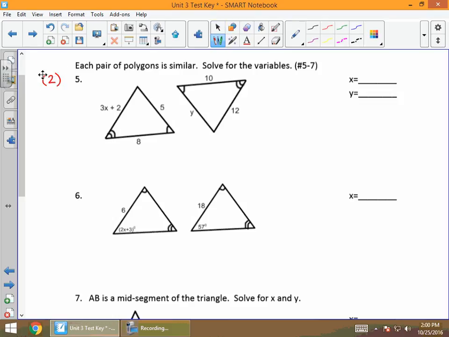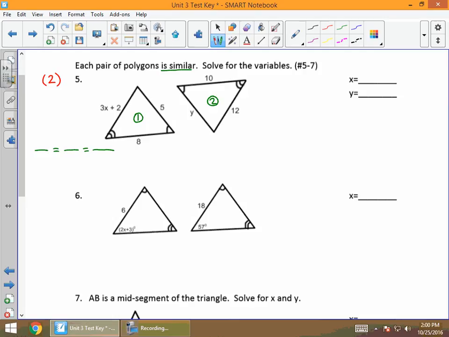It says each pair of polygons is similar. So this is really, really important to me. They are already similar, and then it wants us to solve for the variables. So I'm going to set up a proportion here, a little 3-way proportion. So 1, 2, 3. I'm going to do these 3 fractions, and the sides have to be corresponding. So I'll call this triangle 1, and I'll call this triangle 2 again. I kind of did that in video 1, and it kind of helps me a little bit.